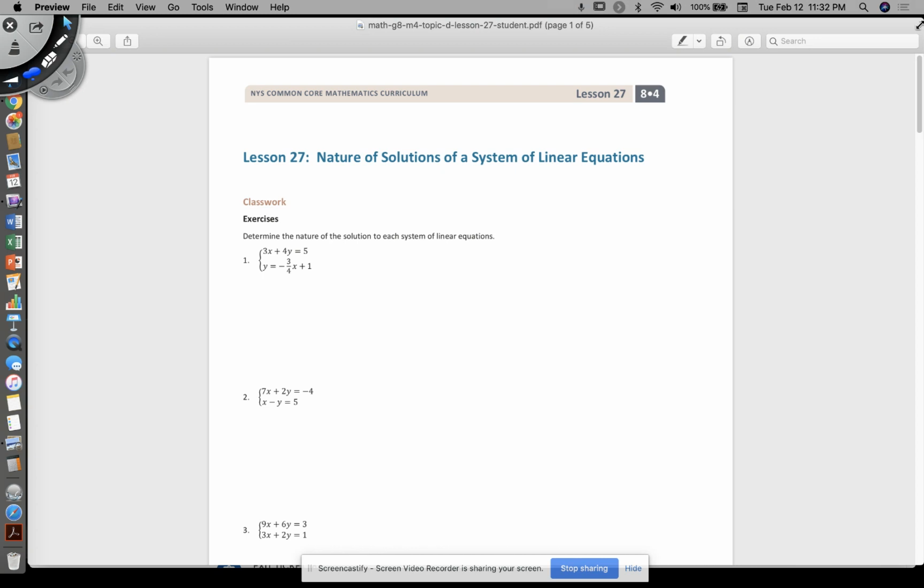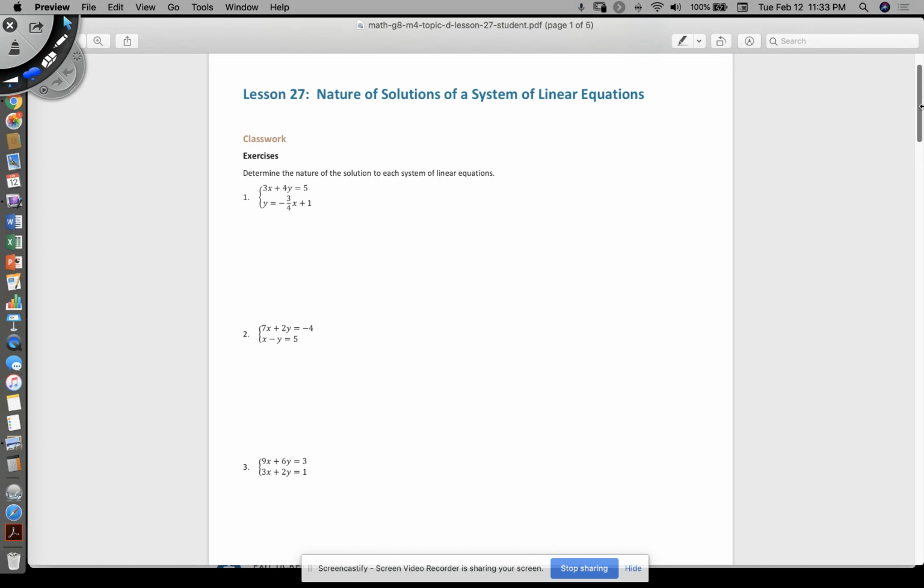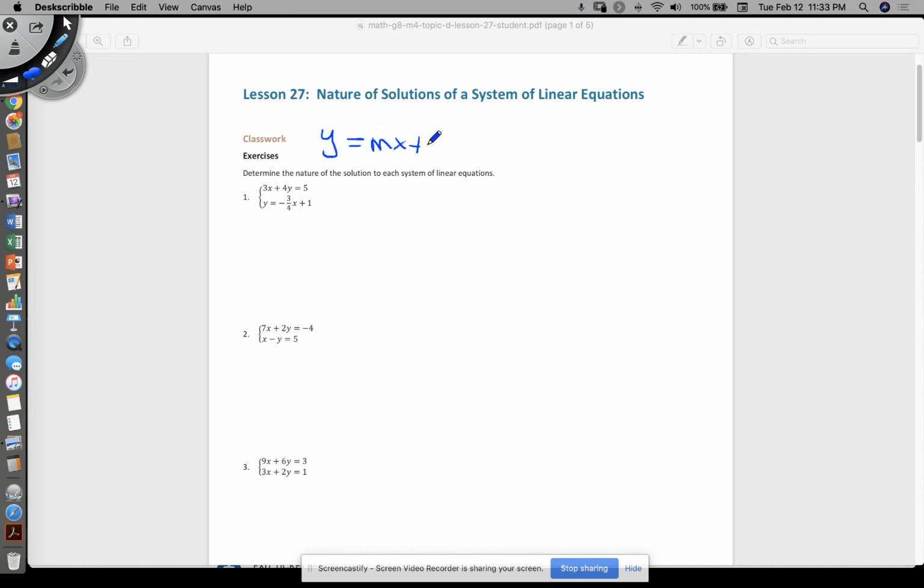All right, this is lesson 27 for 8th grade, module 4, on the nature of solutions of a system of linear equations. So it sounds like an awful lot, but it's actually rather simple. Basically, what we're looking for is, are we going to get the same slope or different slopes? So you always want to make sure that you keep them in the y equals mx plus b form.